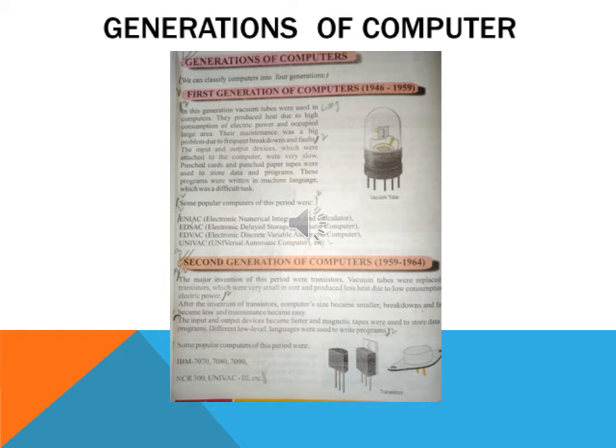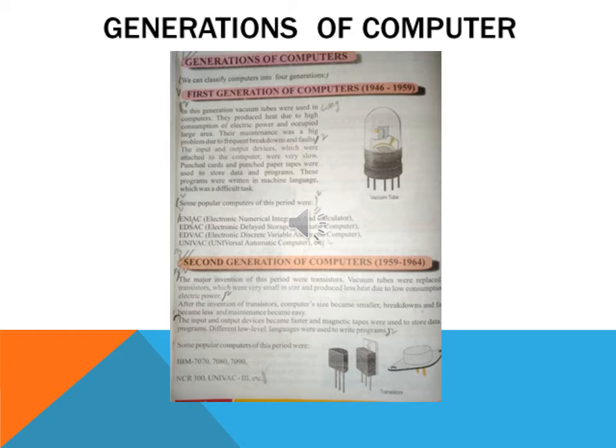After the first generation completed, the second generation started, from 1959 to 1964. The major invention of the second generation was the transistor. Vacuum tubes were replaced by transistors, which were very small in size and produced less heat due to low consumption of electric power. After the invention of transistors, computer size became smaller, breakdowns and faults became less, and maintenance became easy.